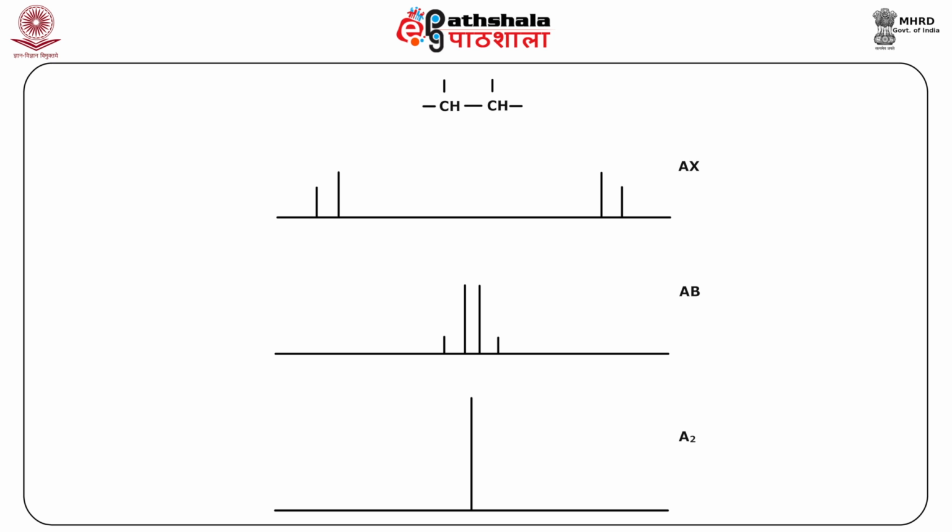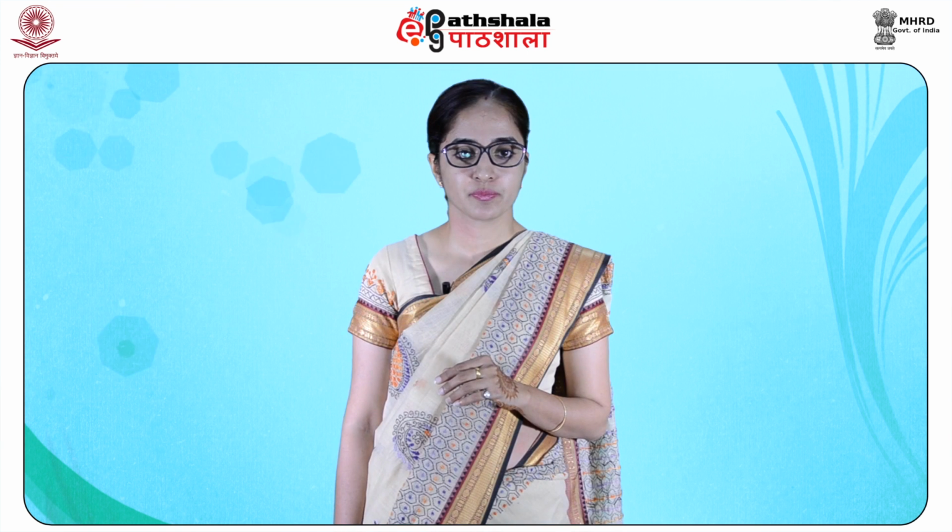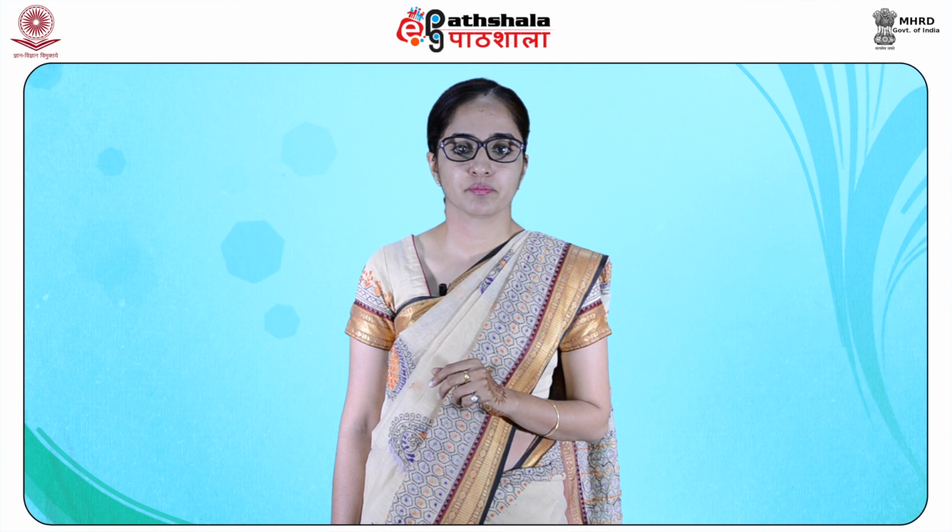Now, you can consider here the various two spin systems in this figure. The first one is AX, the second one is AB, and the third one is the A2 system. Now, let us move to the three spin systems like A3, AB2, A2B, AX2, A2X, ABC, AMX and ABX. First of all, we will consider the A3 system. An A3 system contains three equivalent nuclei and always shows a singlet in NMR spectra.